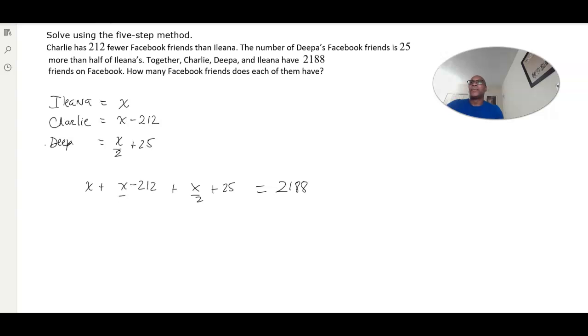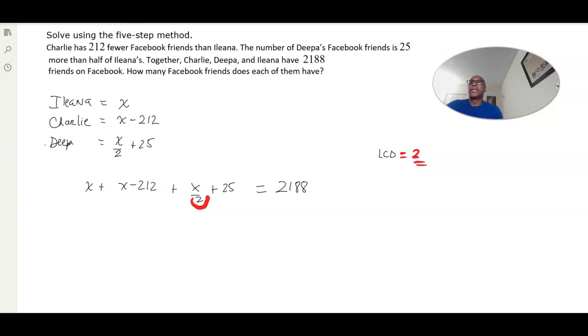But what we want to get at is that we have a fraction involved. If you have a fraction involved, we want to do what we call clearing the fraction. Clearing the fraction means that we want to find the LCD of all the denominators. There's only one, which is the 2. So we use the LCD, which is 2, and multiply across to clear out the fraction. That's the way we do it.